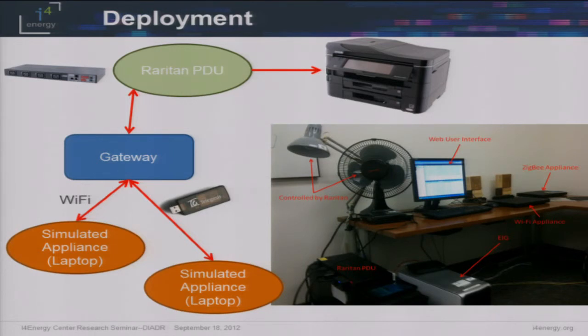And you can see the deployment in a sample office. We have the fan and a lamp in the top left corner of this picture, controlled by a Raritan. We have a web user interface. The gateway is just run on a desktop computer. And then we have 2 laptops which simulate smart appliances, and we can communicate with those using Wi-Fi or Zigbee.